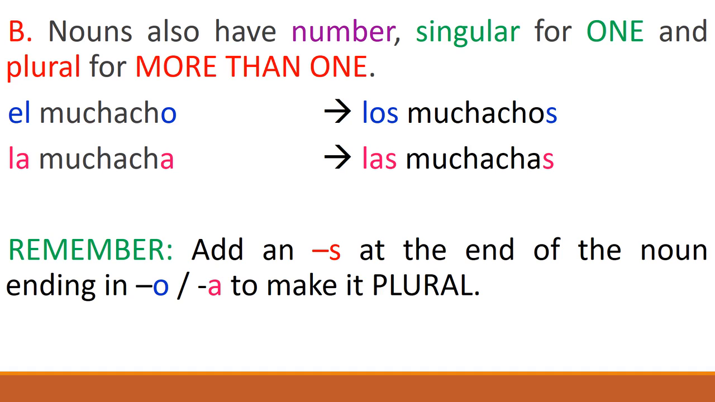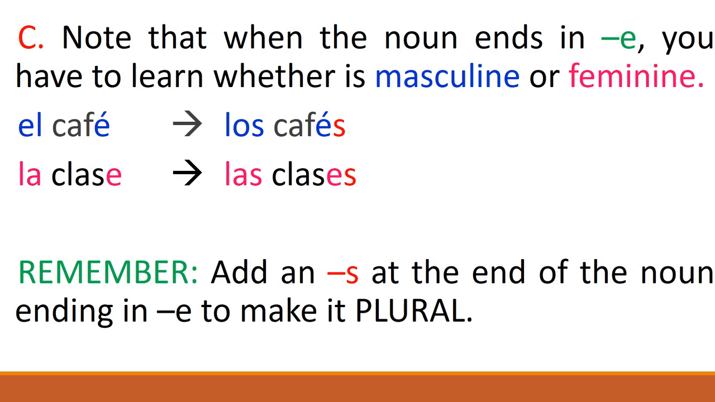Muchacho, muchachos. Muchacha, muchachas. Now remember about that exception that I told you at the beginning, that almost, that is your letra C, your letter C. Now, note, when the noun ends with an E, you have to learn whether the noun is masculino or femenino, whether it's masculine or feminine. And these are the examples that I'm giving you. El café, los cafés, la clase, las clases.